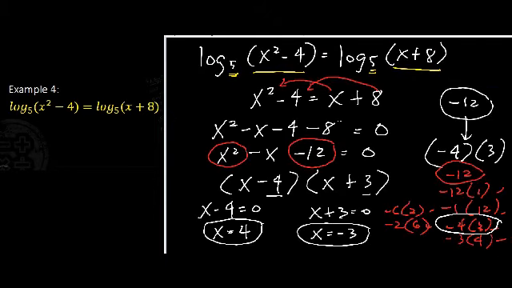So, eto, example na to, example number 4. Nag-equivalent din yung 5 natin, magkamukha yung 5. So, gumawa tayo ng equation galing sa kanilang equivalent. X squared minus 4 is equal to x plus 8. So, eto yun.